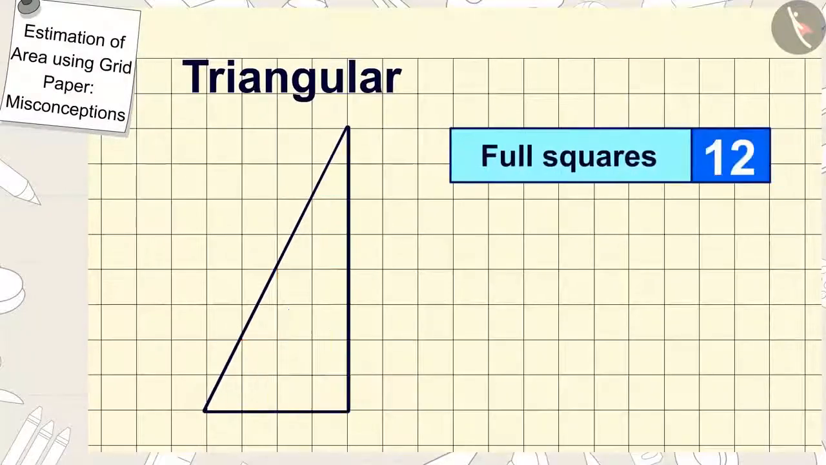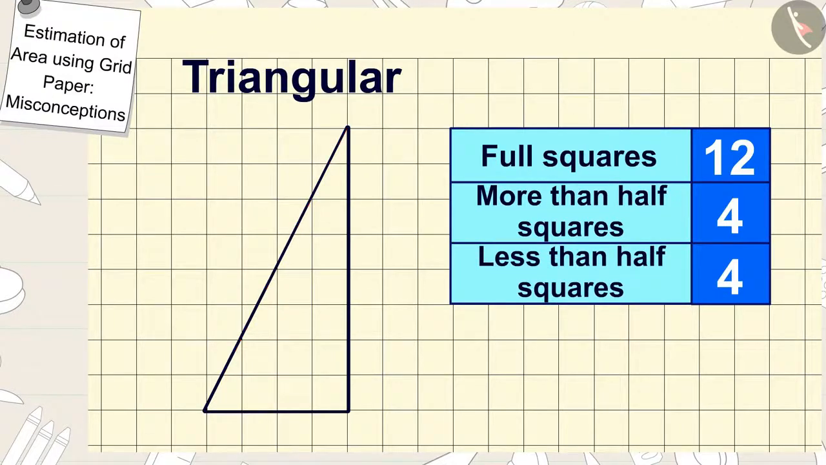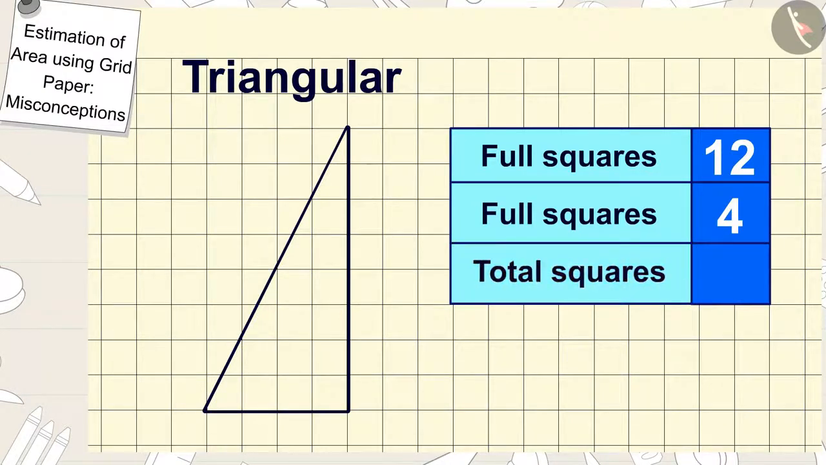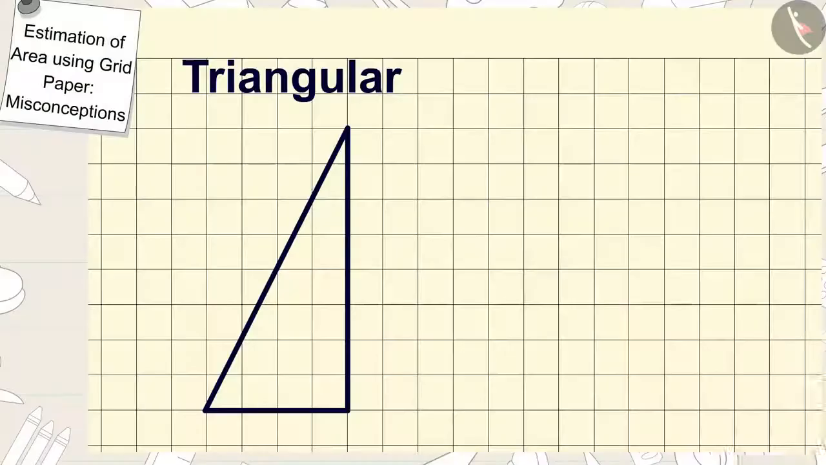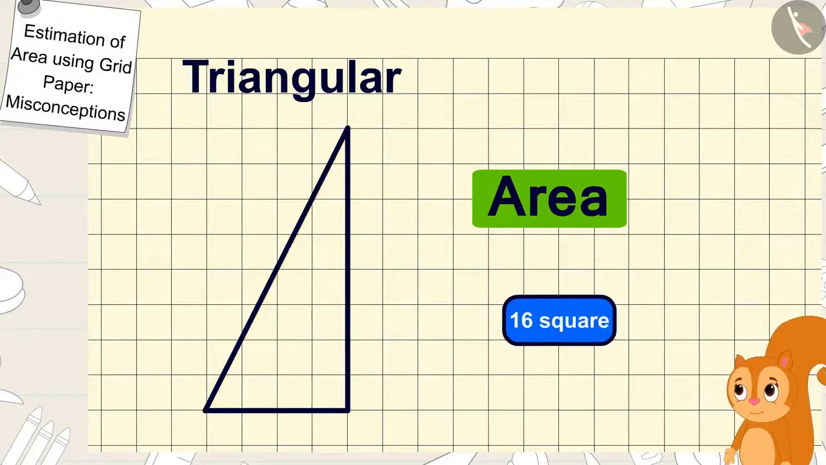There are 12 full squares in the area of the triangle-shaped plate. There are 4 more than half squares and 4 less than half squares. So we will count 4 more than half squares as 4 full squares. And we don't count the less than half squares. In this way, there are 16 squares in the area of the triangle-shaped plate. Chanda too found the area of the triangle-shaped plate just like you. Hey Gaggu, there are 16 squares in the area of this triangle-shaped plate too.